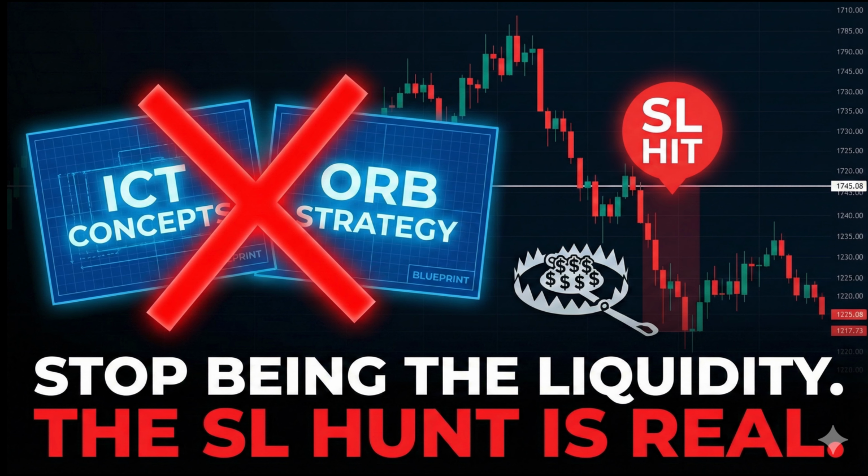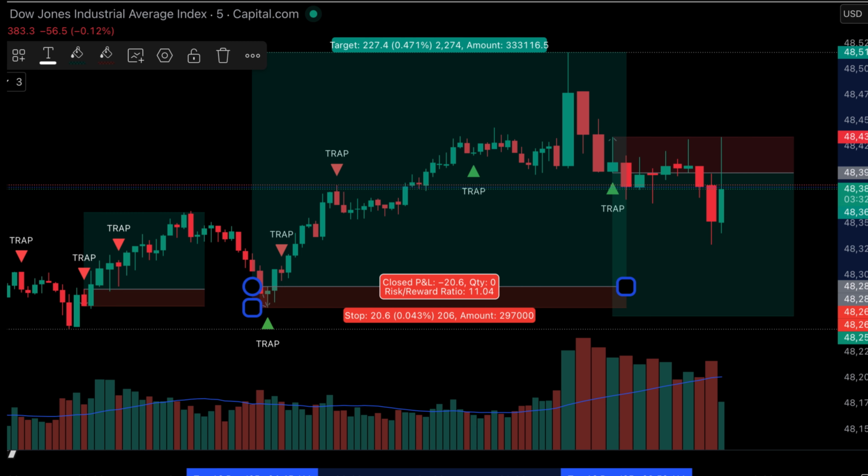Stop being the liquidity. You don't need complex algorithms to trade the open. You need to know where the money is hiding. I made $800 in 4 minutes this morning by ignoring the noise and watching this one specific level. Watch closely.